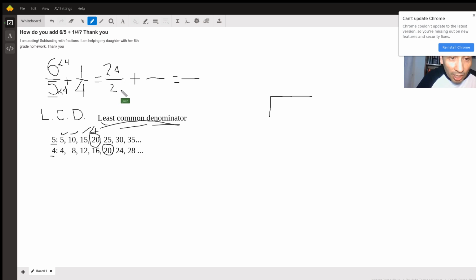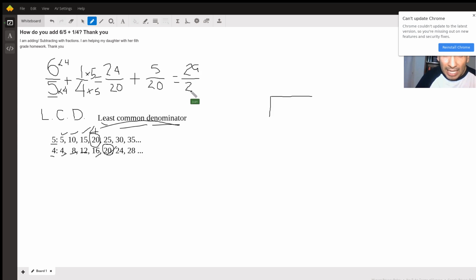Then you need to find the least common denominator for 4. We're going to do the same. 1, 2, 3, 4, 5. It is the fifth multiple. So the denominator 4, you need to multiply by 5. But in order to have an equivalent fraction, you need to multiply by 5 in the top and in the bottom. How much is 1 times 5? It is 5. How much is 4 times 5? It is 20.